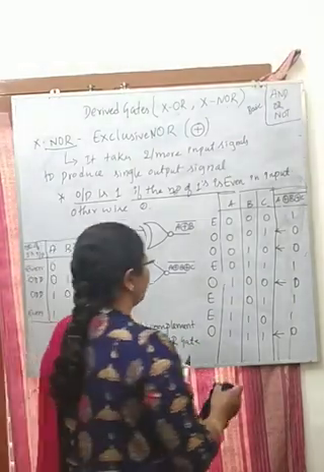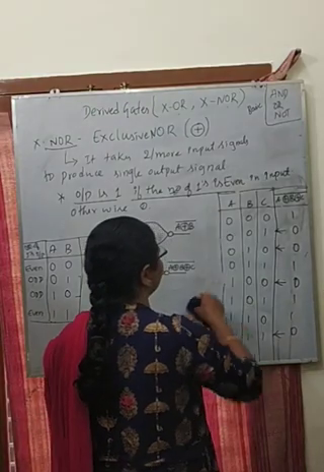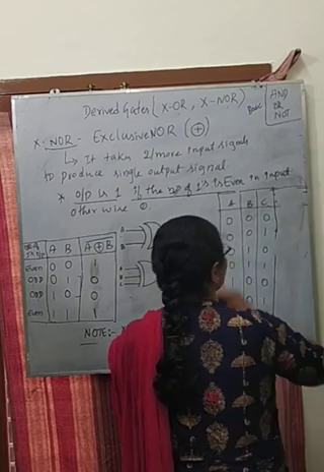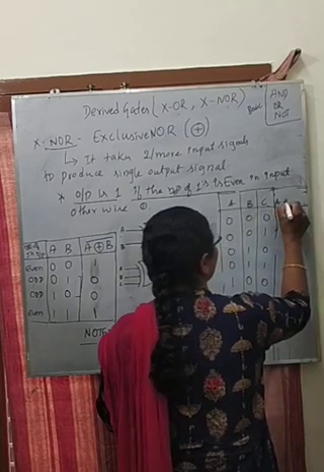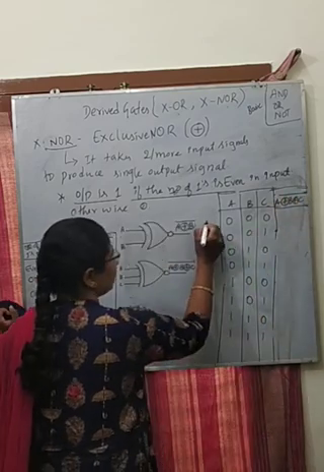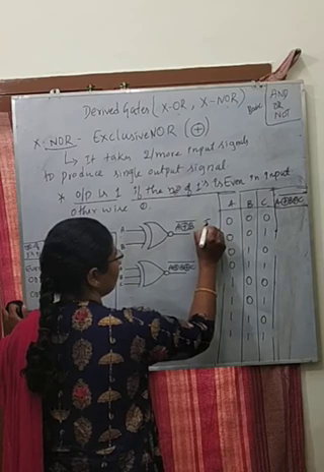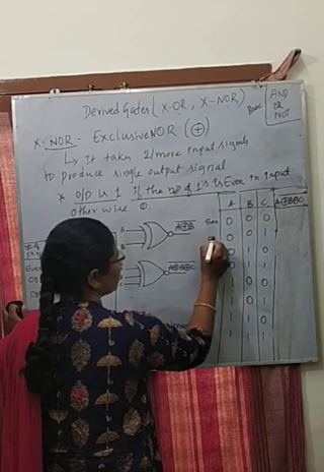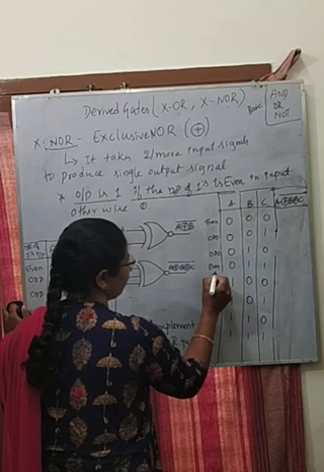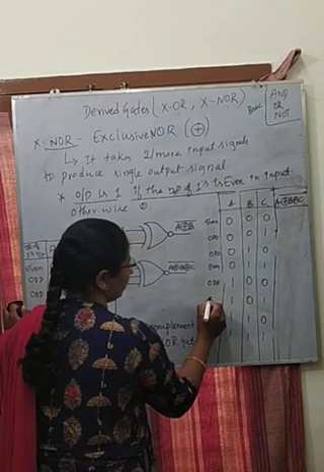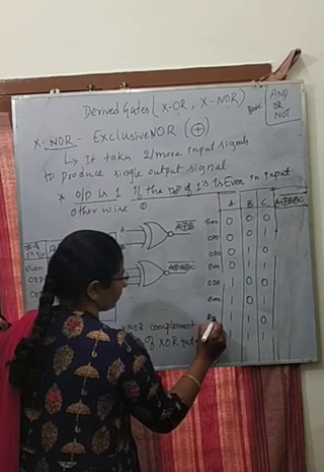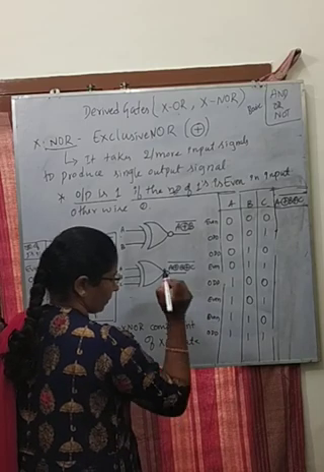XOR gate. Then how can we write this one? A plus B, plus, complement it. Here it is an even number. Here it is odd. Here it is odd. Here it is even. Here it is odd. Here it is even. Here it is even. Here it is odd.